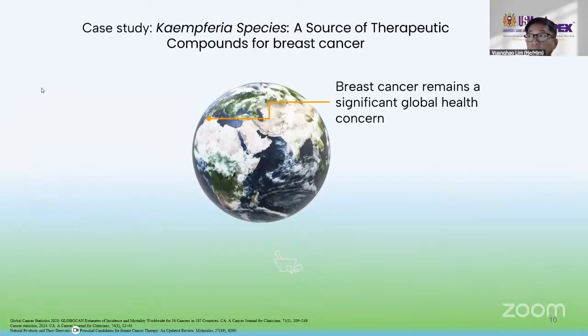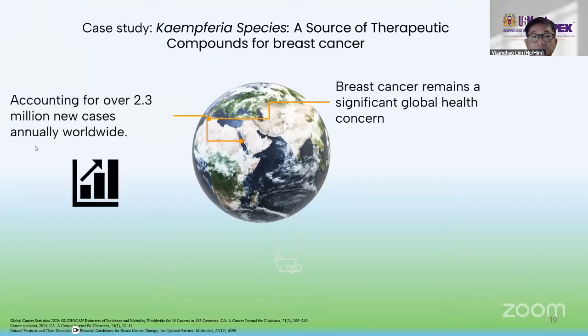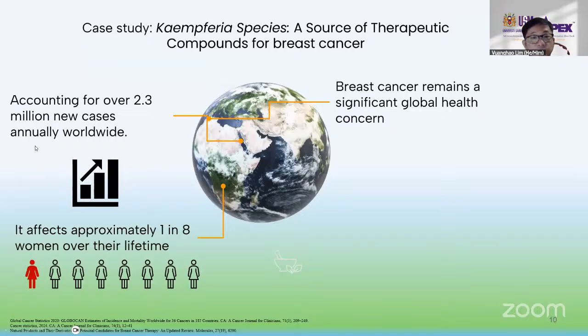Case study number one is the Kaempferia species, which is a source of therapeutic compounds for breast cancer. Breast cancer remains one of the leading causes of cancer-related deaths among women worldwide. Although many treatment options are available today, several challenges remain, including drug resistance, toxicity, and also disease recurrence.